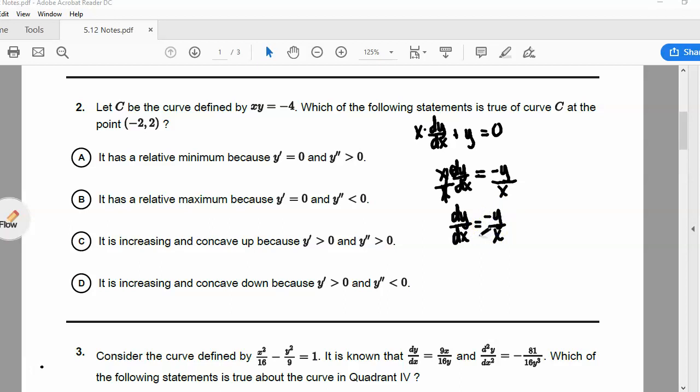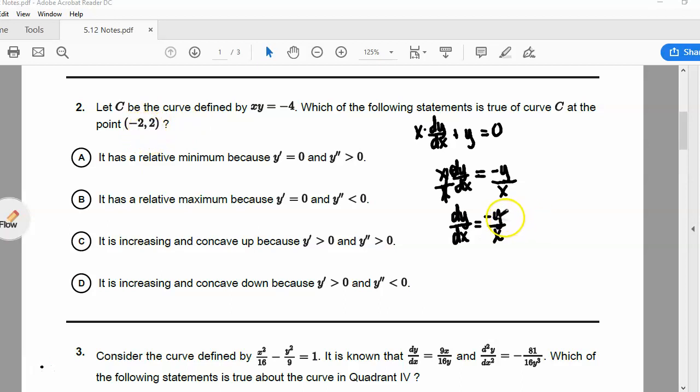And we only care about the point (-2, 2), because you can't really do sign lines when you have implicitly defined problems, because you have to worry about the x and the y. So you couldn't make yourself a number line for x that would be effective. So they'll always ask at a certain point, or at least in a quadrant.